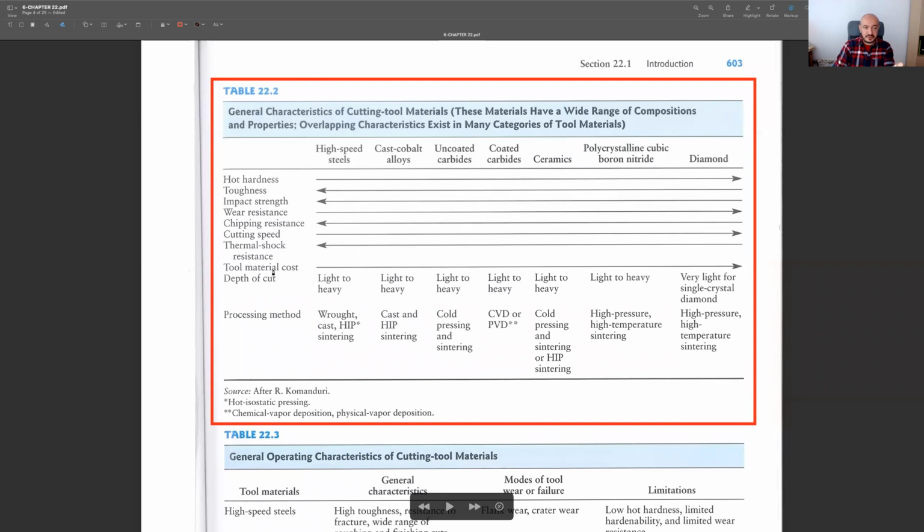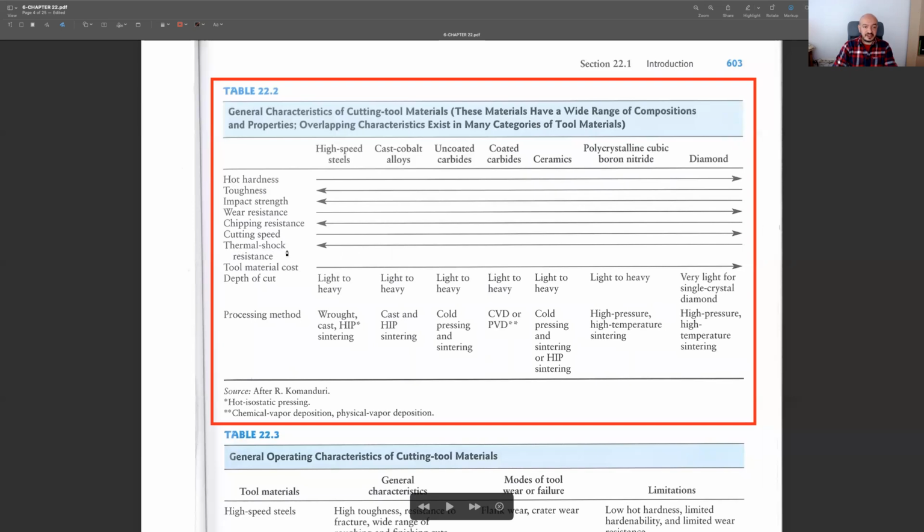So what about tool material cost? Since diamond is quite a rare material and its hardness is high, it's one of the expensive cutting tool materials. And the most primitive one, high-speed steel, has the lowest cost, and the other ones are in between. So we can say that tool cost is somehow related with the hardness.